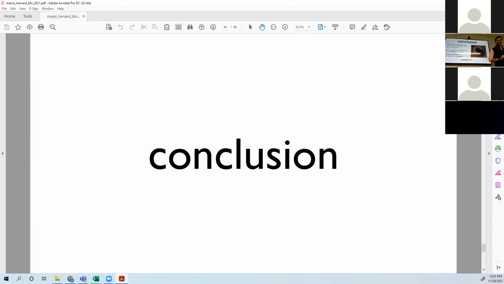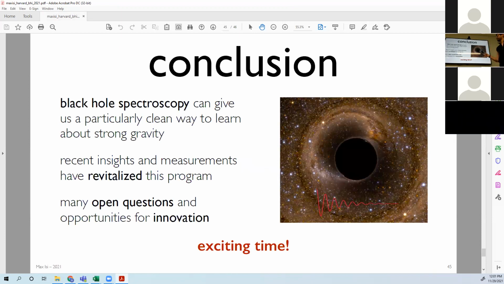Anyhow, since my time's up, I hope I've convinced you that black hole spectroscopy can give us a particularly clean way to learn about these spacetimes, whether you want to call it a test of the no-hair theorem or whatever, all of these assumptions of our understanding of how these binary black hole coalescences should happen in vacuum and so on. This is a particularly clean portion of the signal to try to play around and do these tests on. They were enabled, these tests, by recent insights into the data analysis methodology and the theory.